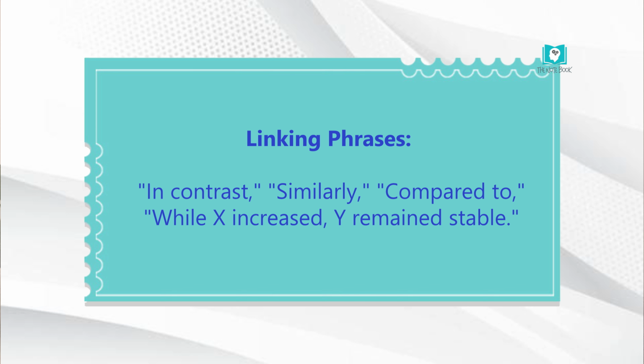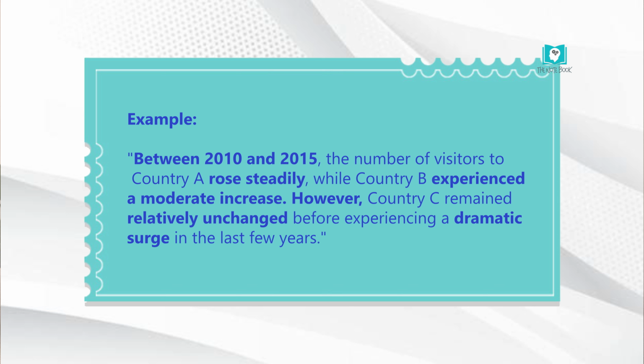Linking phrases: in contrast, similarly, compared to, while X increased, Y remained stable. For example, between 2010 and 2015, the number of visitors to country A rose steadily, while country B experienced a moderate increase. However, country C remained relatively unchanged before experiencing a dramatic surge in the last few years.